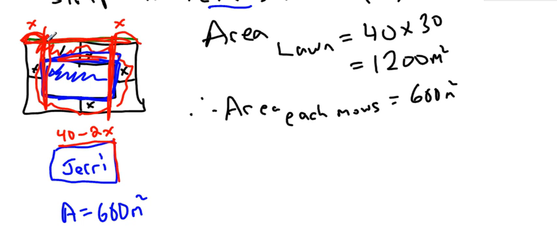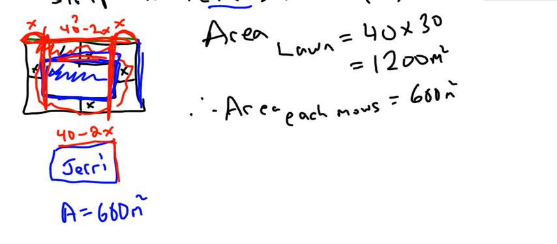One piece is called x, one piece is called x, and this unknown piece, that's the length of the rectangle we want, must therefore be 40 minus 2x because they have to add together to give you 40. So therefore we know the length of Jerry's rectangle. By very similar logic, we can talk about the width of the rectangle.